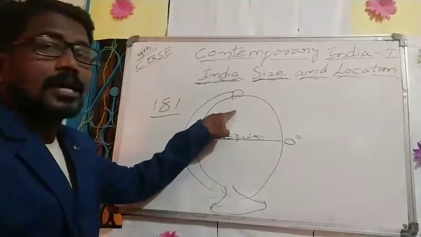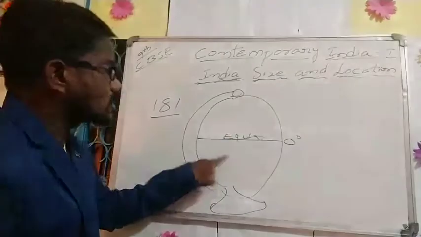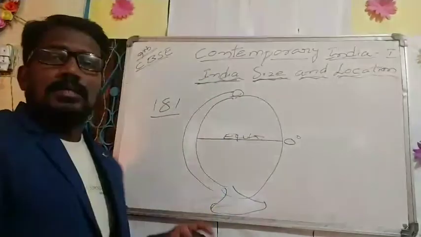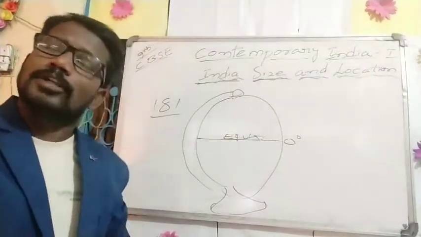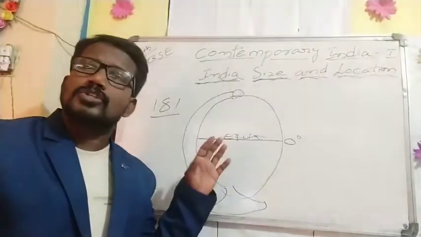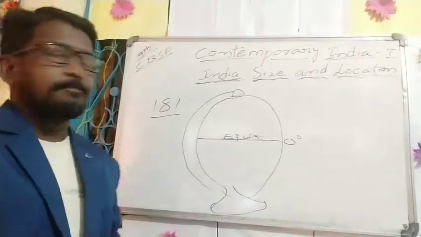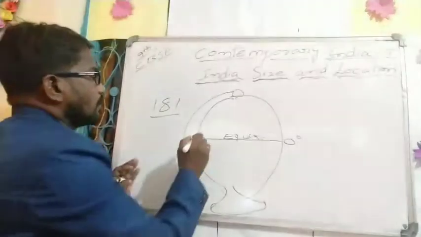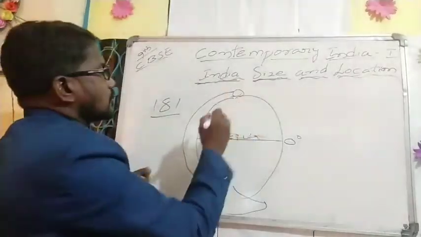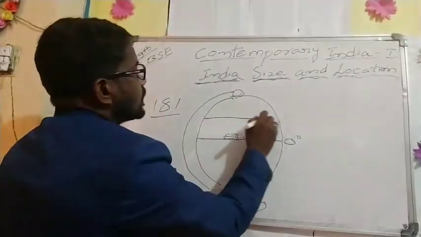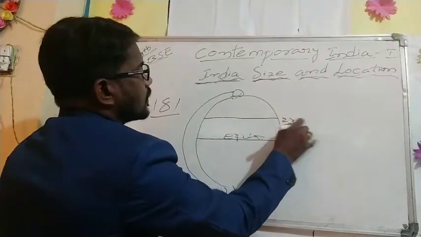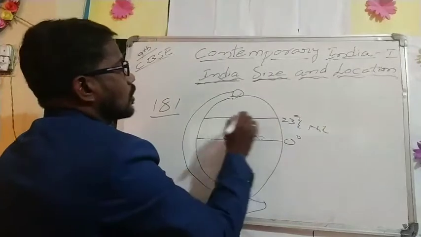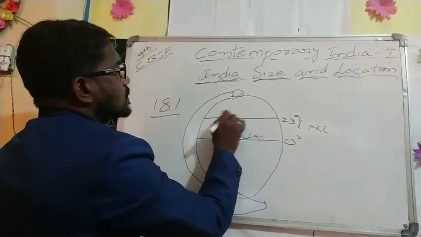This is the northern hemisphere and this is the southern hemisphere. The north part is called the northern hemisphere, and the south part is called the southern hemisphere. Then we can find some more important latitudes. 0 degree is the biggest latitude, and the next one is 23.5 degree north latitude, which is called the Tropic of Cancer.